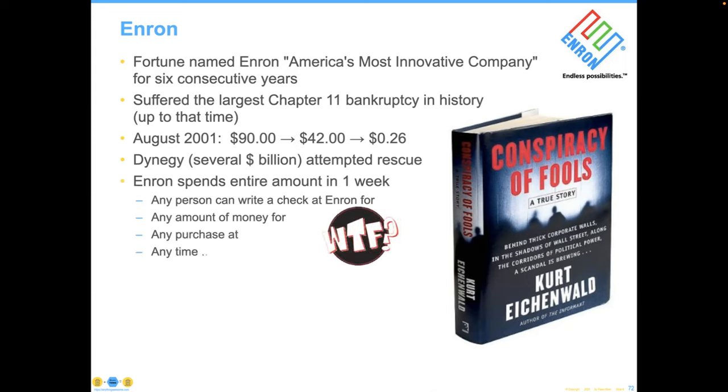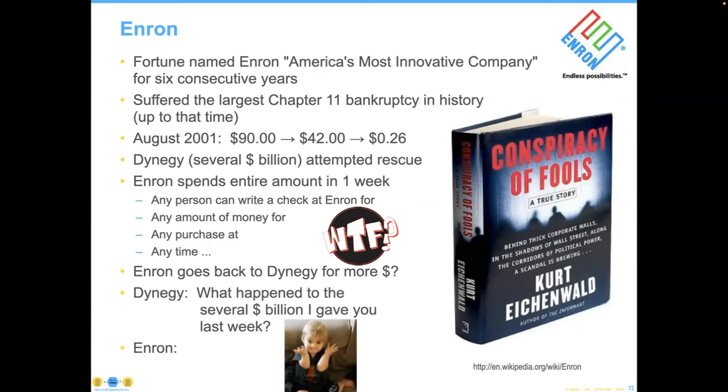And this is the time, when you're getting together with somebody and getting married or learning about relationships and all that sort of stuff, probably a good time to have a conversation about how you manage money before you do anything serious about it. Enron and Dynegy didn't. And Dynegy found out that any person at Enron could write a check for any amount of money for any purchase at any point in time. And they went back to Dynegy for more money at the end of the week.